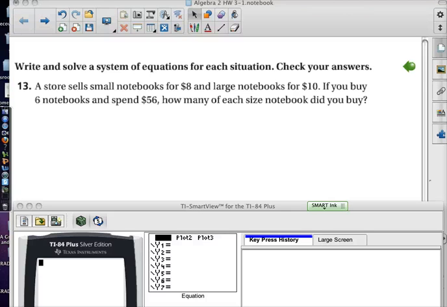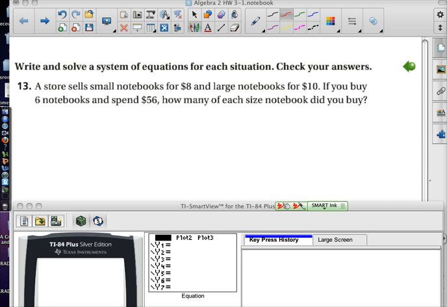These are the most frequently asked questions in Algebra 2 for section 3.1. Usually it has to do with the word problems here. So number 13 says, a store sells small notebooks for $8 and large notebooks for $10. If you buy 6 notebooks and spend $56, how many of each size notebook did you buy?